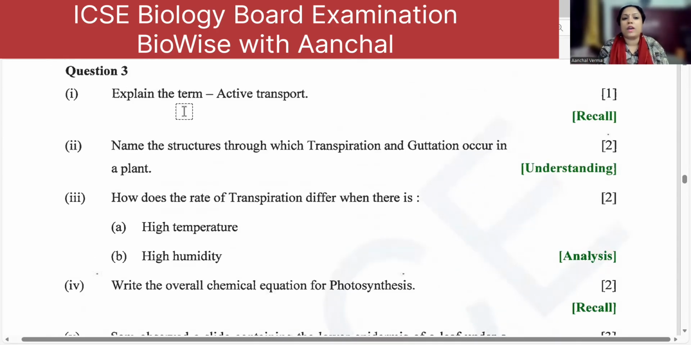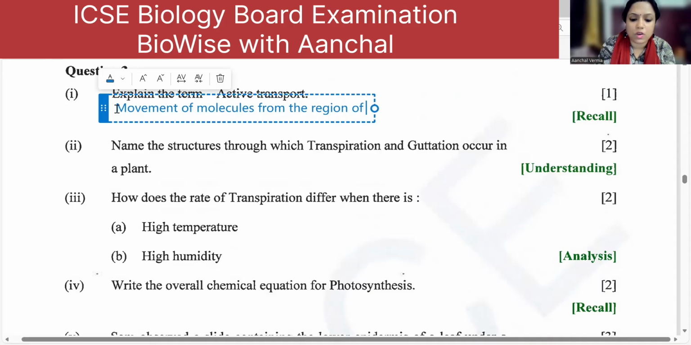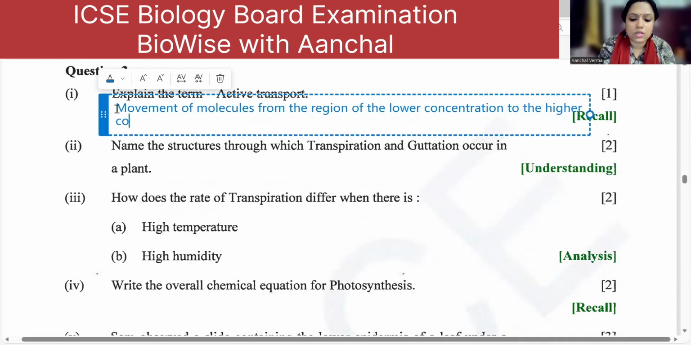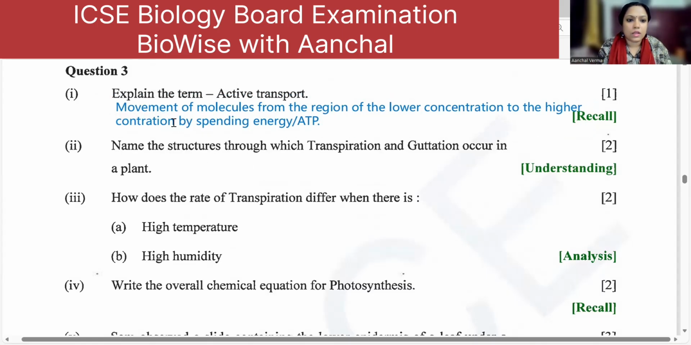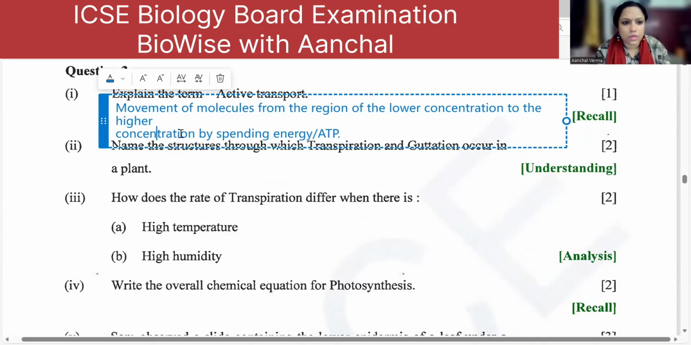Active transport is what? When you have the movement of molecules. I'm not writing the complete definition, but the keywords: movement of molecules from the region of lower concentration to the higher concentration by spending energy or ATP. It is called active transport. Understood? Easy?